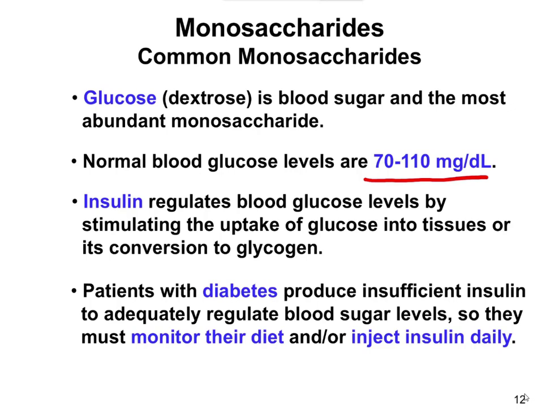Insulin is a hormone that helps regulate your blood sugar levels. And what insulin does is it stimulates your cells to take glucose into tissues and convert it to something called glycogen. Glycogen is basically a whole bunch of glucoses linked together, and we're going to talk about that later in this chapter as a type of polysaccharide, but that's basically our way to store glucose for future use. So patients that have diabetes don't produce insulin adequately, so they have trouble regulating their blood sugar levels, so they have to monitor their diet and typically inject insulin themselves to help monitor that.